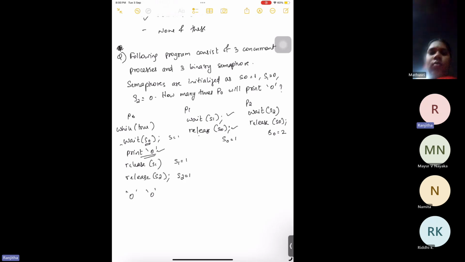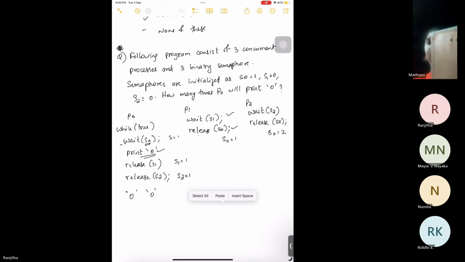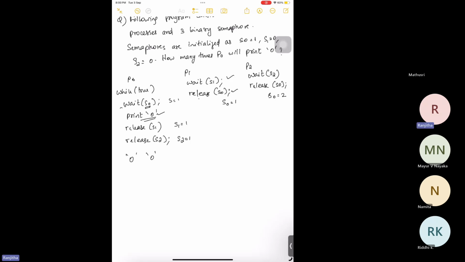Now again, in the second iteration, it will print 0. This will become 0.